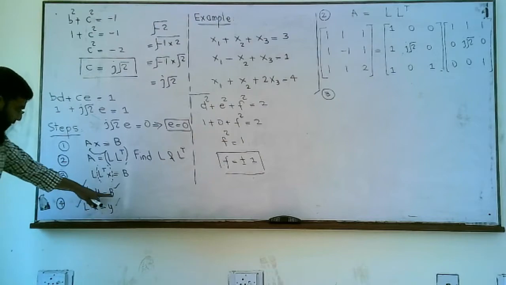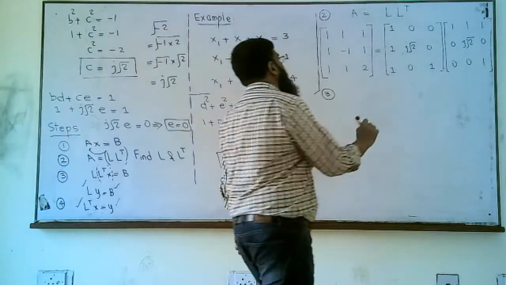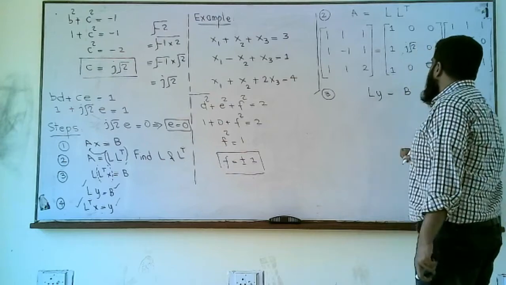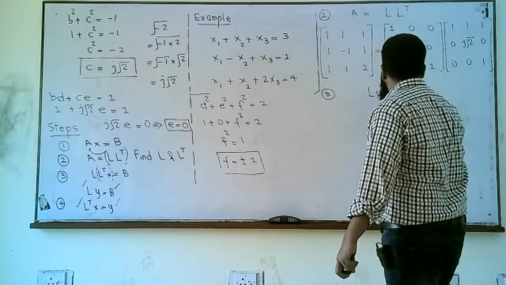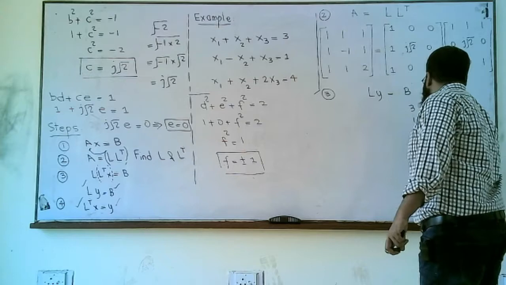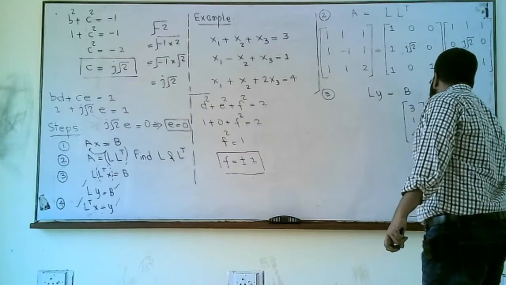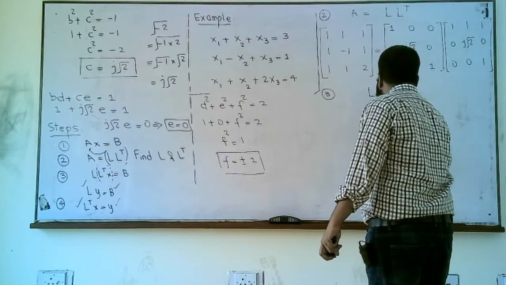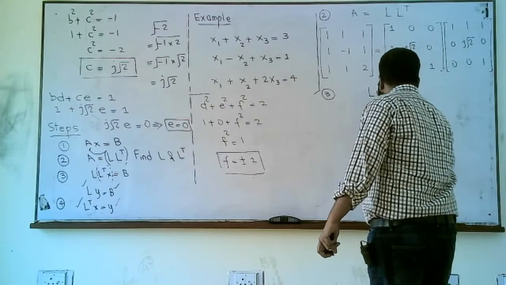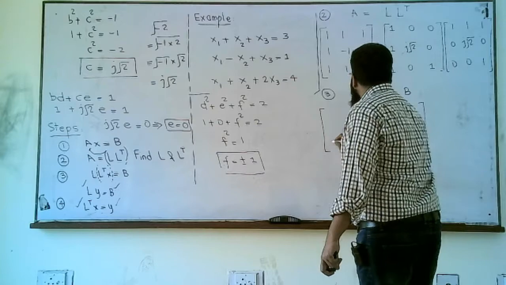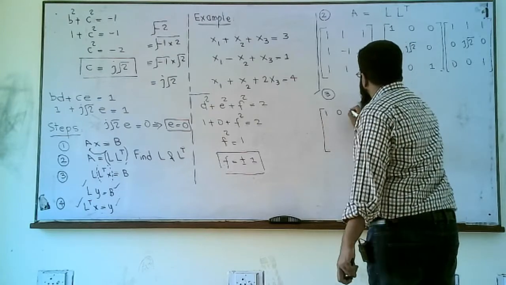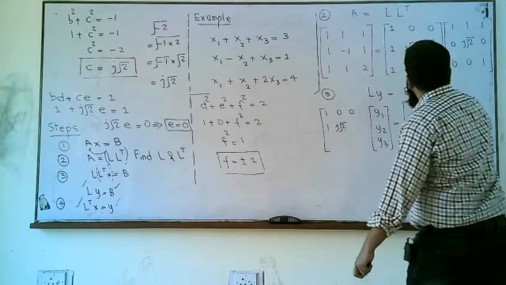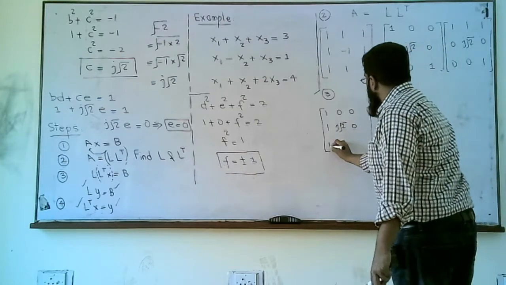We write Ly is equal to b and find y. B is 3, 1, 4. Y is the unknown vector, y1, y2, y3, where L is this matrix 1, 0, 0, 1, j square root of 2, 0, 1, 1.